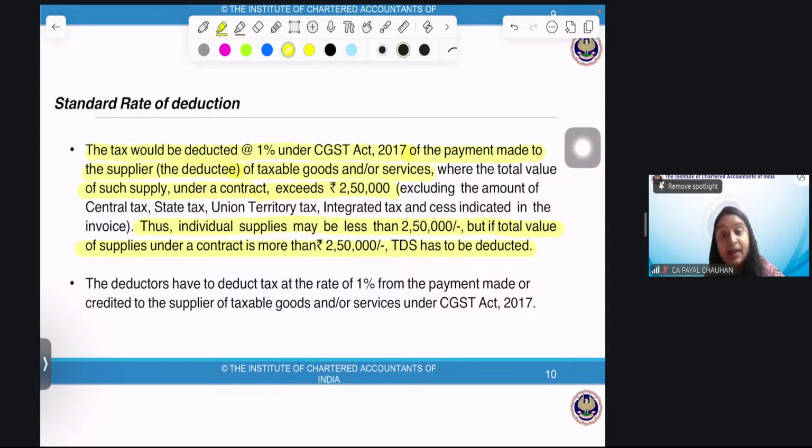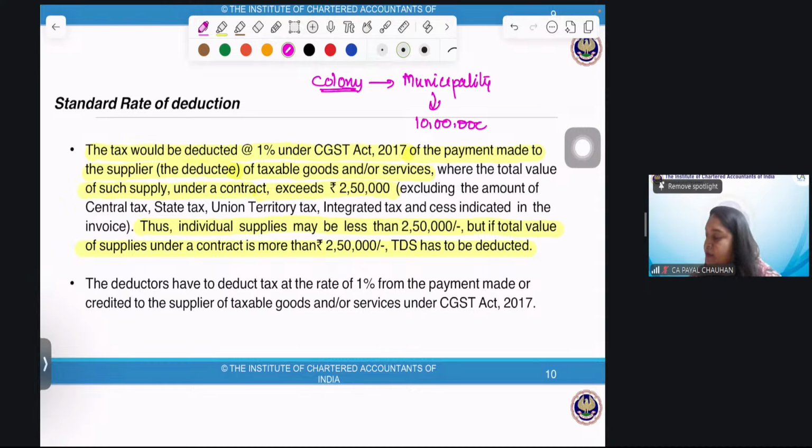Now listen with the example and read it yourself. In my colony, road construction is going on in the entire colony. This is a practical case at my place. The municipality has given a contract of rupees 10 lakh to a contractor to make roads. The first payment was disbursed for rupees 1 lakh, and all payments are exclusive of GST. Now tell me, is TDS applicable on 1 lakh rupees? First read these last 2 lines and then give me the answer.